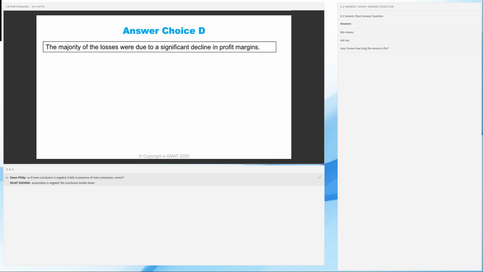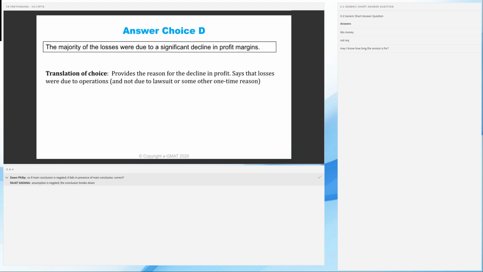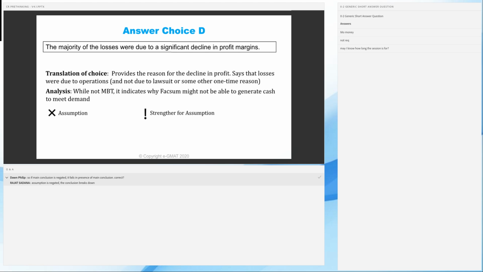The majority of losses were due to a significant decline in profits. It explains why the losses happened. It says, hey, profit margins went down. That's why this happened. Again, ask yourself, is that required, that this be the cause for losses? Not necessarily, but again, it's a strengthener. So we're going to keep it as a strengthener, and really just see what happens.